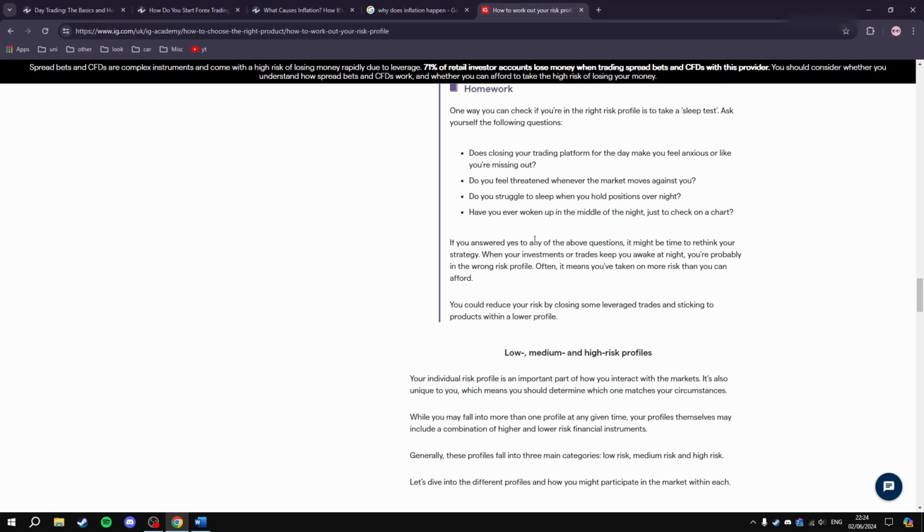Homework. One way you can check if you're in the right risk profile is to take a sleep test. Ask yourself the following questions. Does closing your trading platform for the day make you feel anxious or like you're missing out?